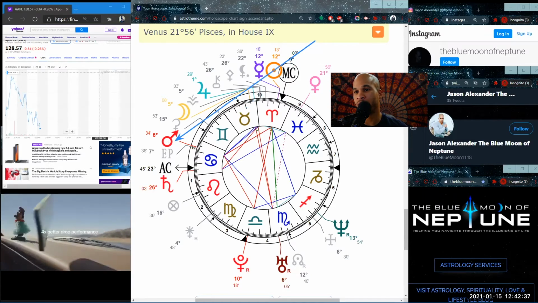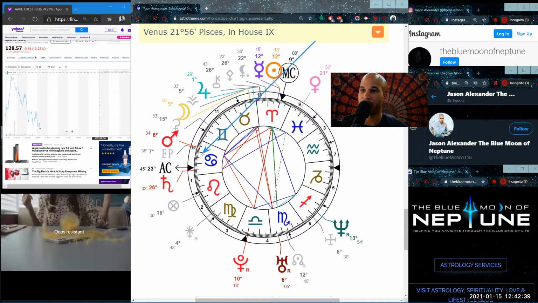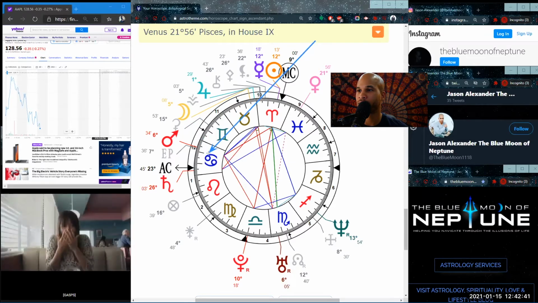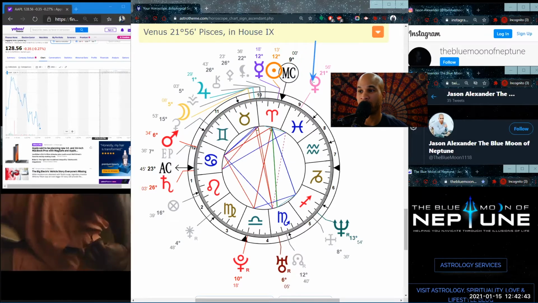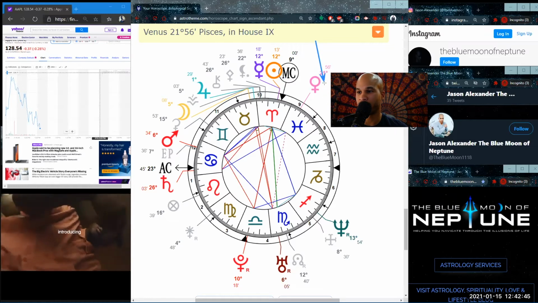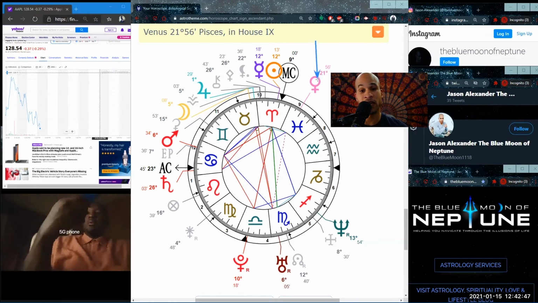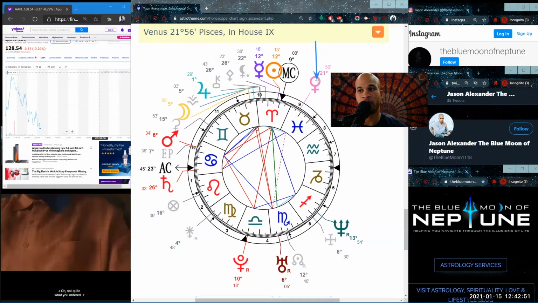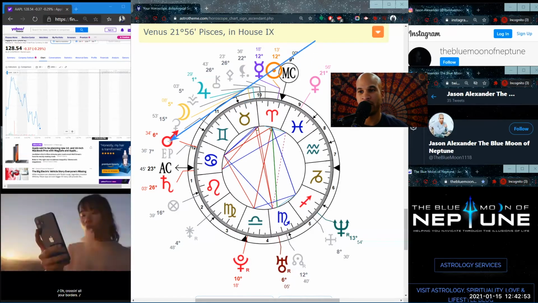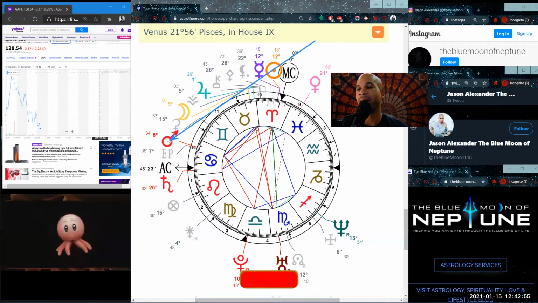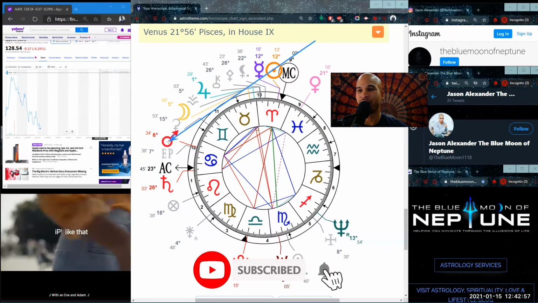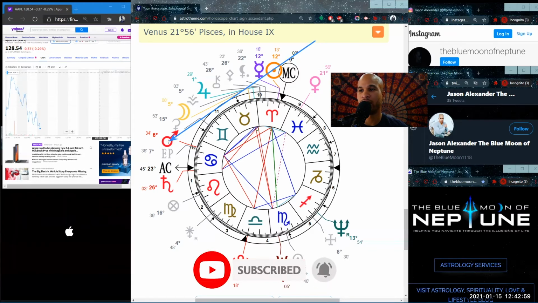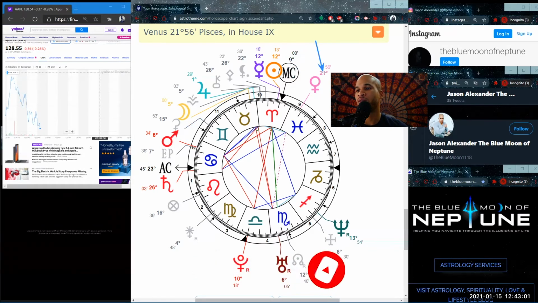Okay, so we have Mars debilitated in Cancer. That's interesting. Venus is exalted in Pisces. That's interesting. Venus represents money, relationships, love and beauty. Mars represents passion, war, taking action, being number one, willpower. So this is very interesting.